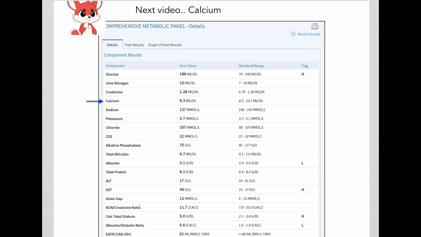Okay, so these are a few important points about the BUN creatinine ratio. In the next video, we're going to go down this list and we are going to talk about calcium.